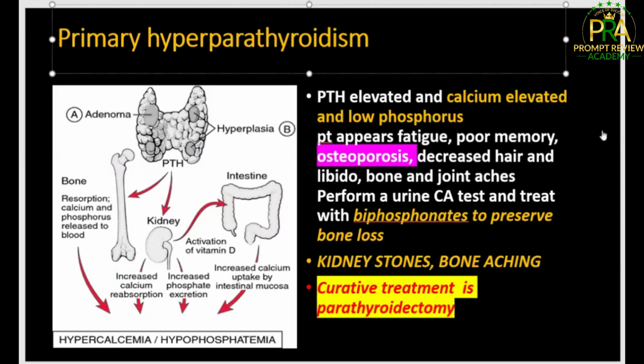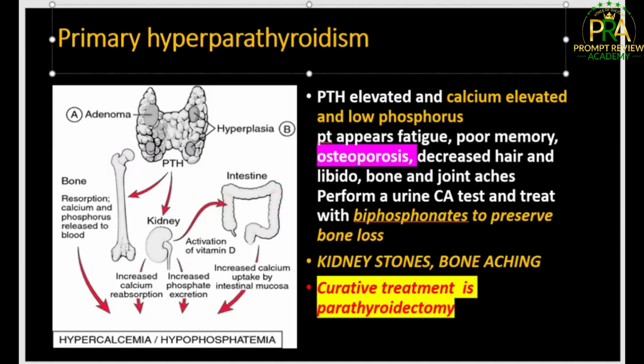hyperparathyroidism. So what is this hyperparathyroidism? It is when there is elevated calcium and low phosphorus. Again, high calcium and low phosphorus. Anytime somebody asks you that question, what is primary hyperparathyroidism? It's caused by overproduction of the parathyroid hormone, PTH. That PTH is parathyroid hormone.